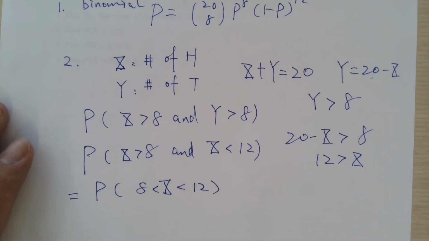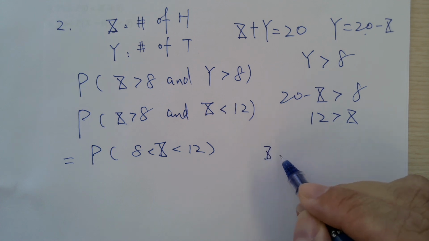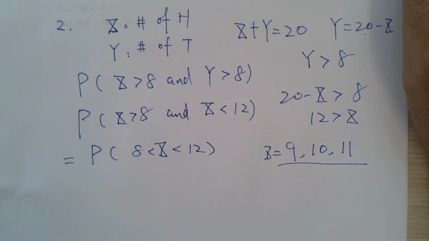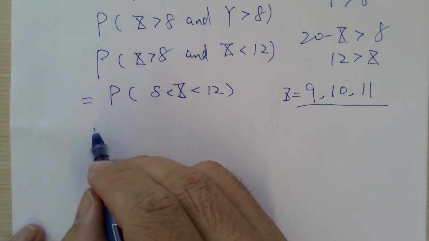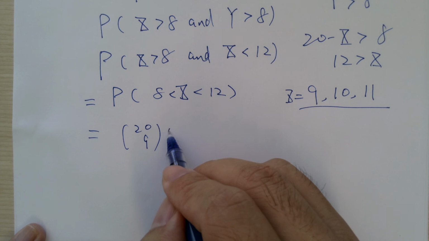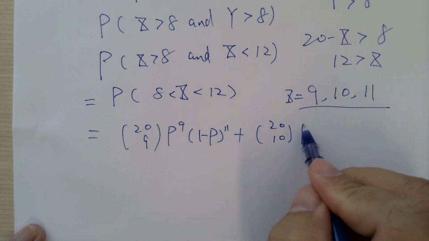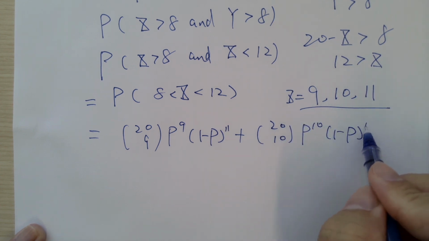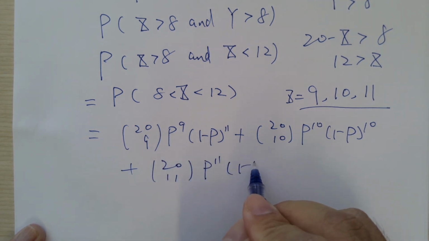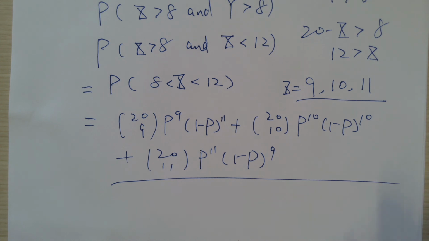So in this scenario, what are you going to have? X can only be 9, 10, 11, right? Can only be those. So the probability of having 9 is 20 choose 9, p to the 9, 1 minus p to the 11, plus 20 choose 10, p to the 10, 1 minus p to the 10, and then plus the term for 11. Okay, so that will be the probability for this one.